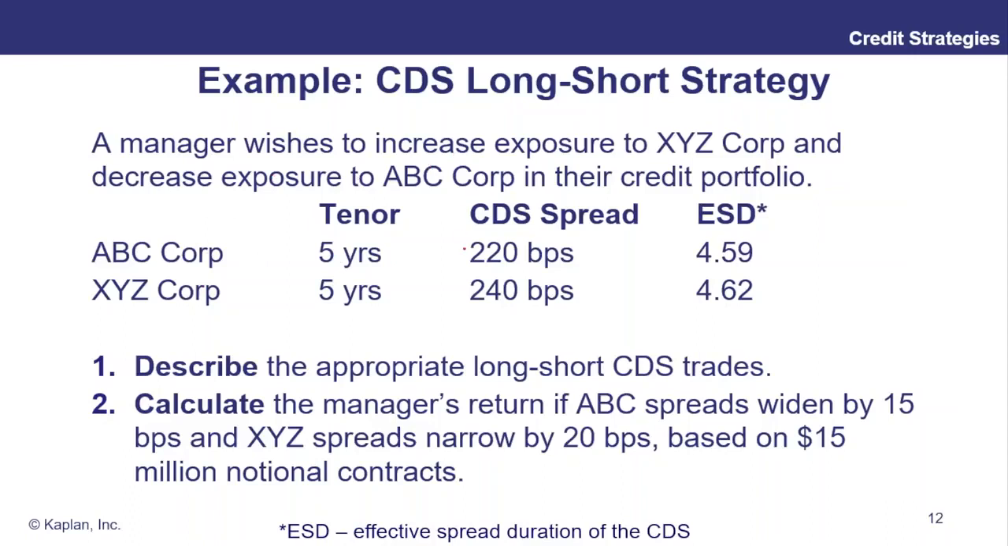A manager wishes to increase exposure to XYZ, decrease exposure to ABC in their credit portfolio. Okay. Just the way that's framed, immediately we've got to think carefully about what we're going to do. Both of these have 5-year tenor. That's kind of like the maturity of the CDS. There's the fair CDS spread for each name, and there's the effective spread duration. Interestingly, are we told whether they were high yield? Does it matter whether they're high yield or investment grade? Not so much yet, I don't think. Otherwise, we'd be told it, I think.